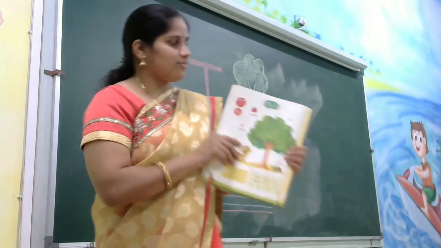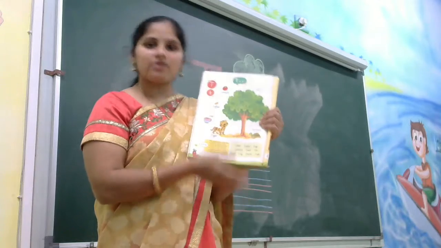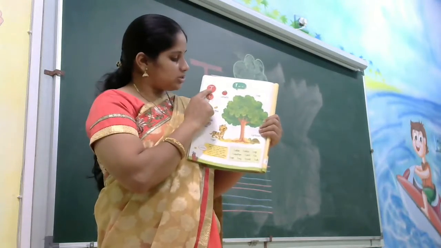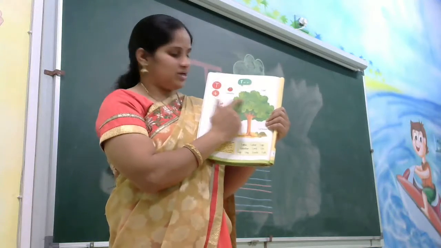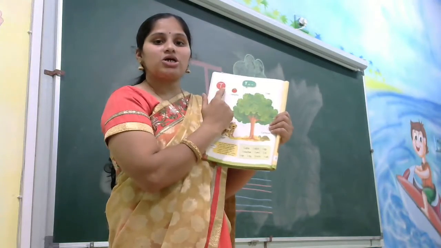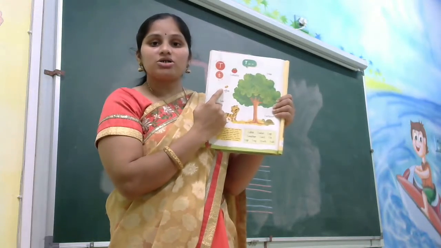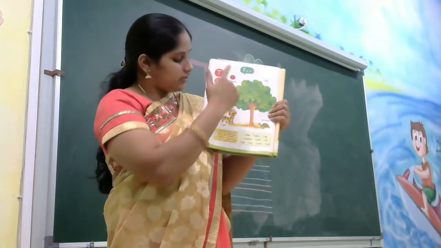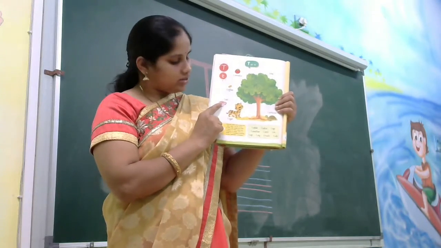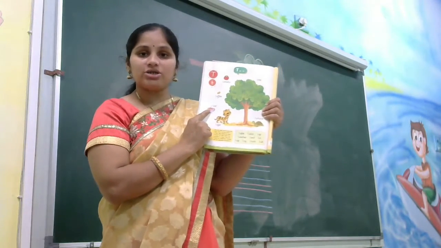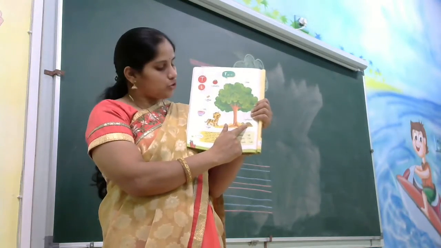Now we will see the pictures whose names start with the letter T. T for tomato, T, T, tomato. T for tree, T, T, tree. T for toffee, T, T, toffee. T for tiger, T, T, tiger. T for tea, T, T, tea. T for tortoise, T, T, tortoise.